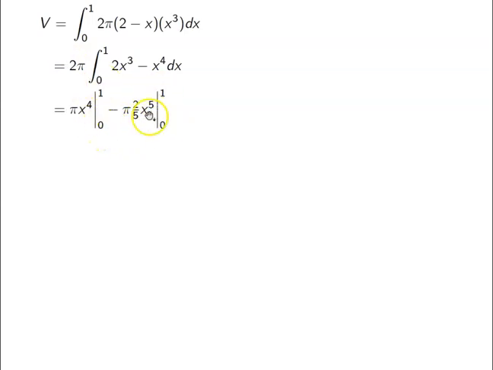Remember, same thing. These are just x values. So when I plug in 0, it does nothing. So I really get pi minus 2 pi over 5. Okay. Or 2/5 pi, however you want to look at it. So this is 5 over 5 pi. So my answer is 3 over 5 pi.